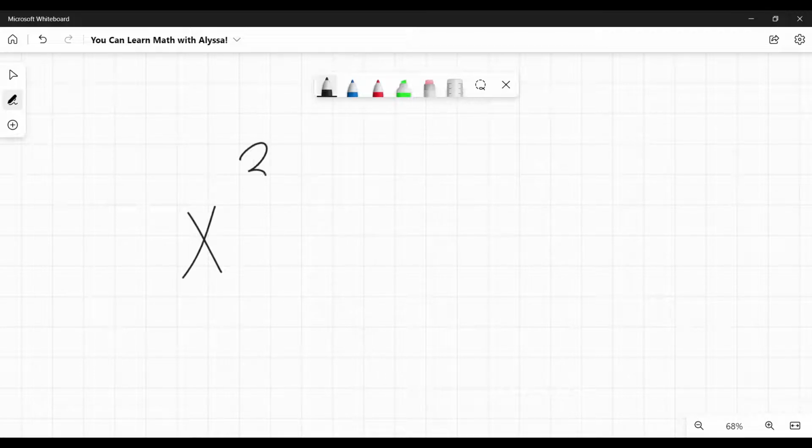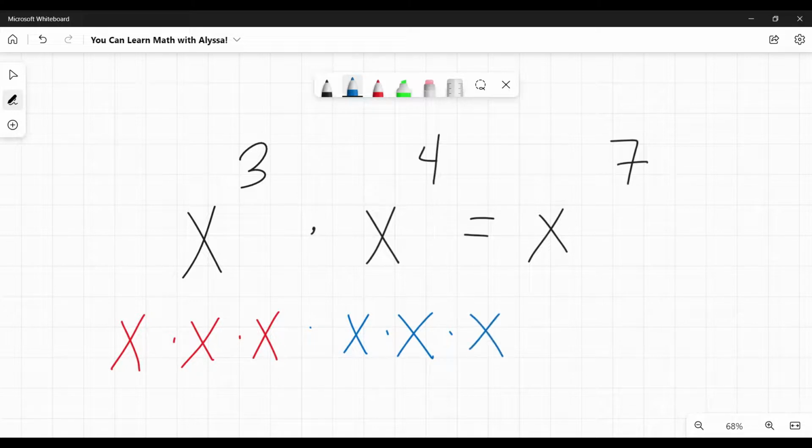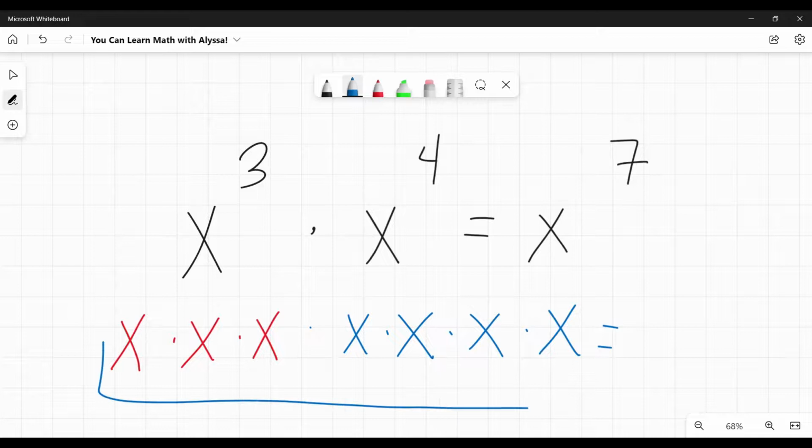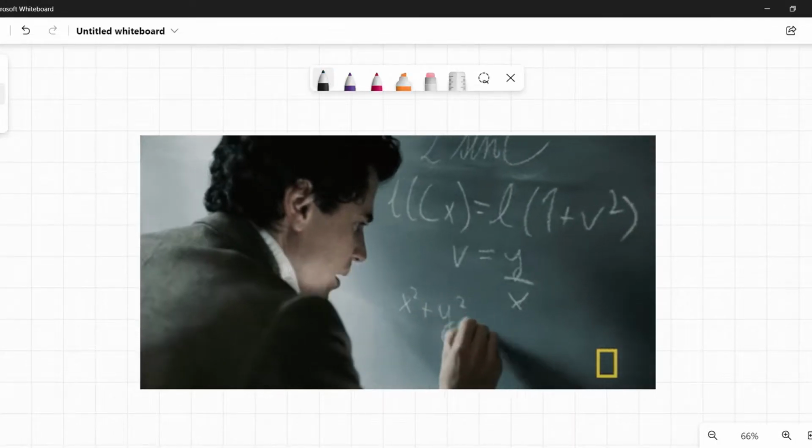For example, x to the power of 3 times x to the power of 4 equals x to the power of 3 plus 4, or 7. The reason for this is because x cubed, or x to the power of 3, is the same as x times x times x, whereas x to the fourth is x times x times x times x. Now when we are multiplying x by itself 1, 2, 3, 4, 5, 6, 7 times, it is x to the power of 7.